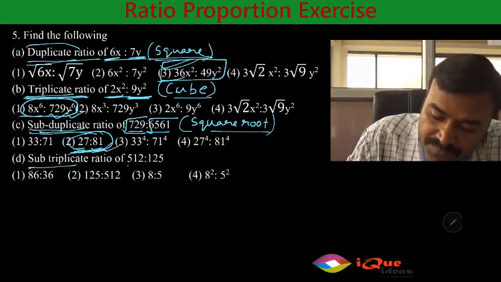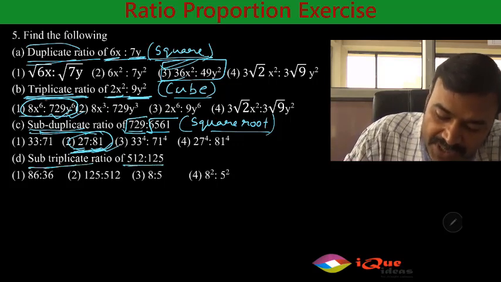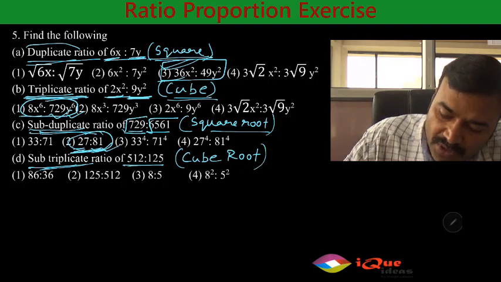Subtriplicate means cube root. Triplicate means cube, so subtriplicate means cube root. You just need to remember this. There is no other option for this.